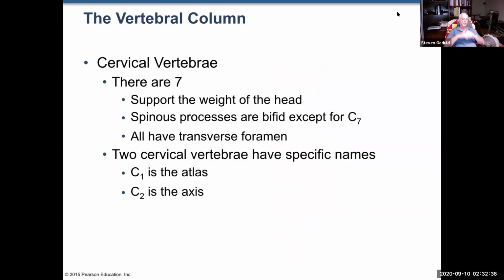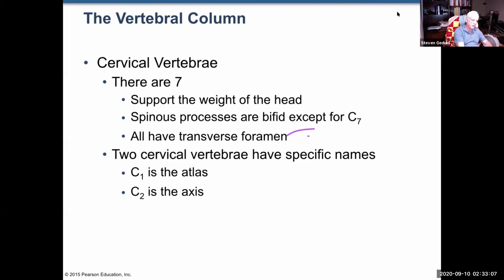Okay, seven cervical vertebrae. They support the weight of the head. Spinous processes are bifid, meaning there are 2 of them, except for C7, and they all have a transverse foramen. Remember, the transverse processes point where? They point laterally. What's the other process? Now I'm drawing a blank on it. The other process points posteriorly, the transverse point laterally. Okay. They all have transverse foramen.